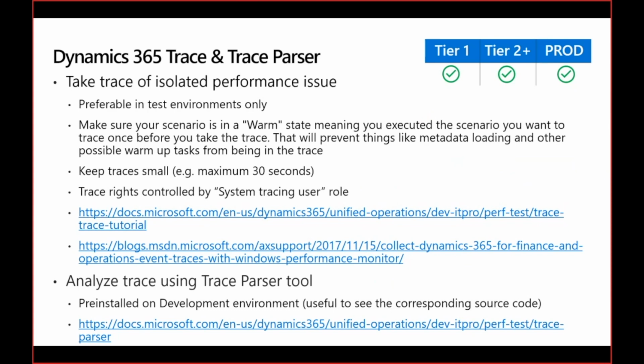Make sure that you have a warm trace, so that means that you already reproduce it once and then you do a second try, so you don't have all the metadata noise inside your trace. Keep traces small, so don't take traces which go to the limit of gigabytes, because they're very difficult later on to handle and to analyze. It's better to take shorter traces and then analyze and search for patterns and try to optimize from there.